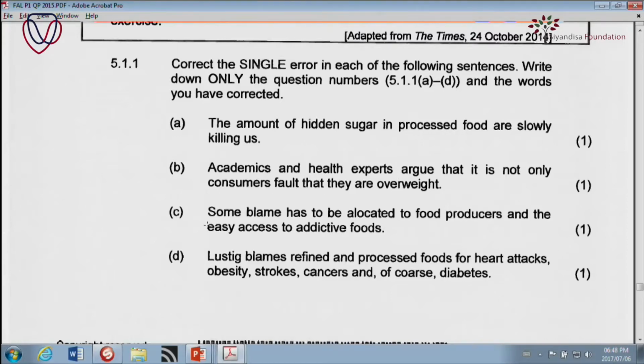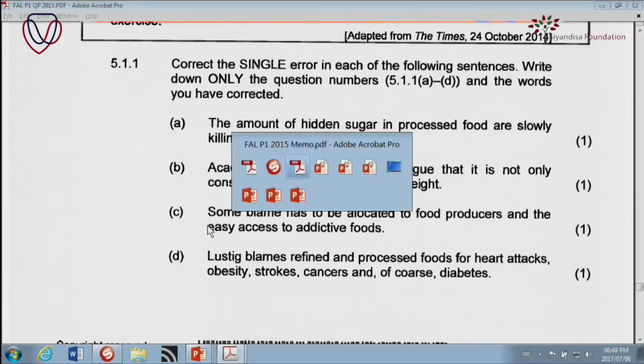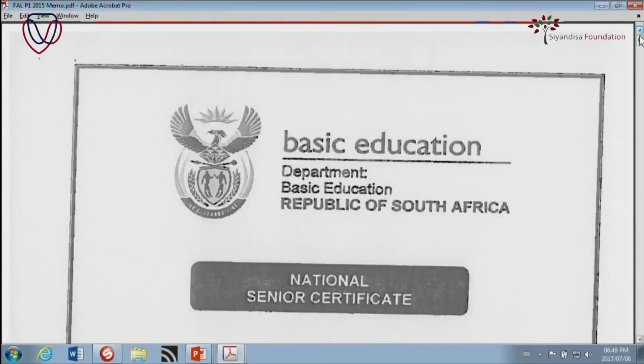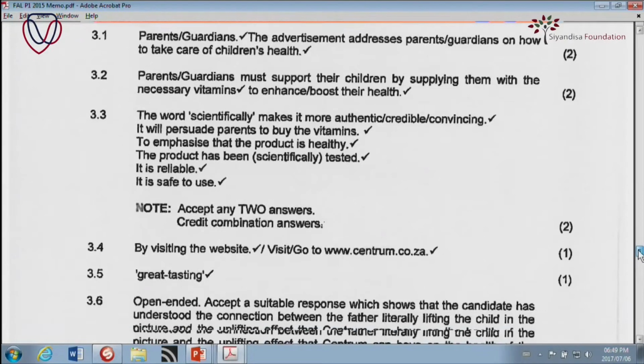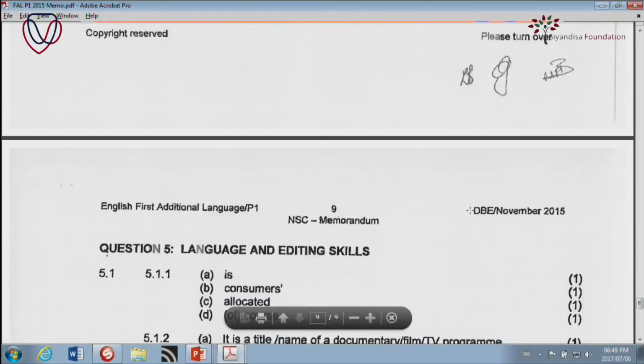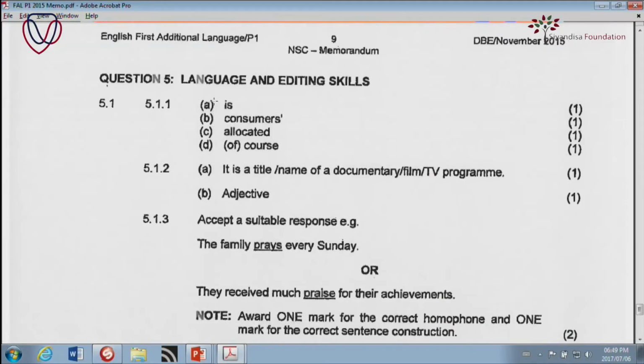Okay, let us then look at our memorandum, just to show you how this is to be marked. I'll just take it down to the language section. Bear with me, please. There we are. And there we see: "is" instead of "are", consumers with the possessive plural apostrophe. Please note, you're dealing here with a plural possessive. The apostrophe comes after the S. Allocated as opposed to allocated, an L has to be added. And then of course, you will see that instead of OA, it's OU.